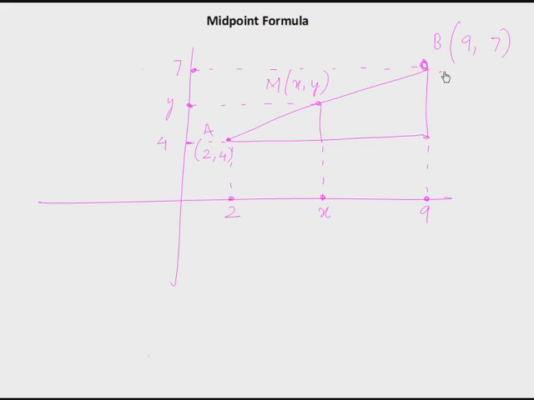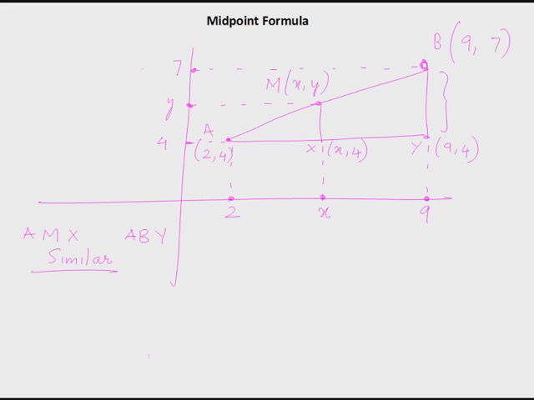Let's get this length. Let's give some names. So let's call this point X and this point Y. So what are the coordinates of X? The coordinates of X are X, 4. The coordinates of Y are 9, 4. What we notice about triangles AMX and ABY? Well, they're similar.